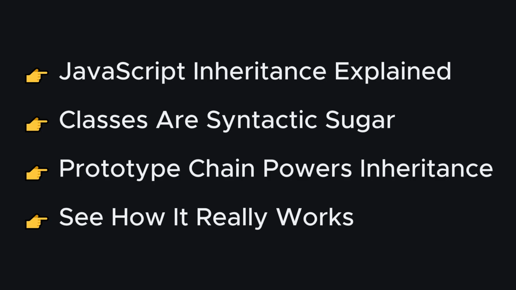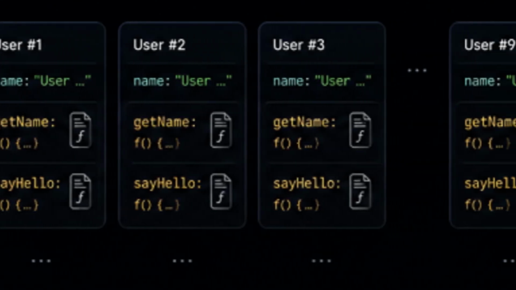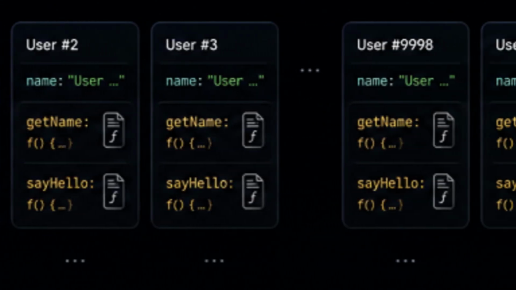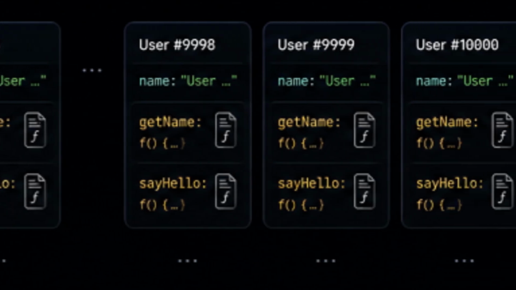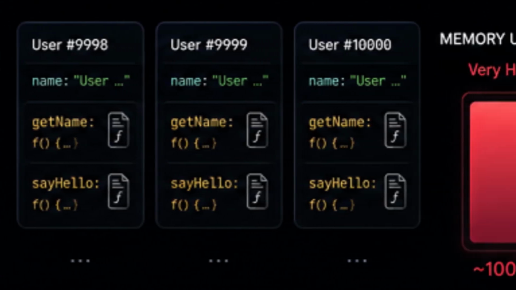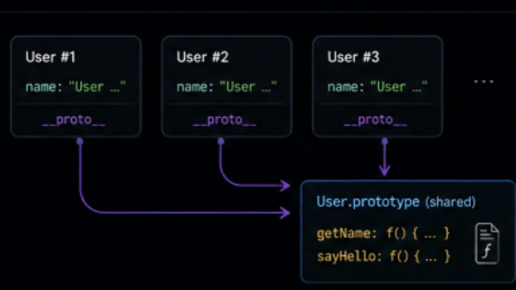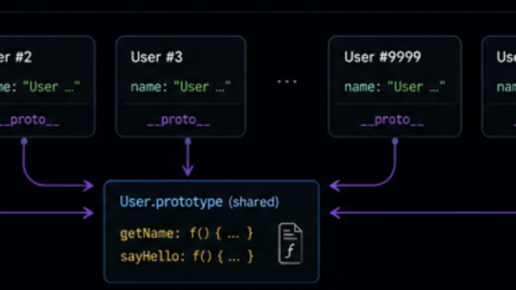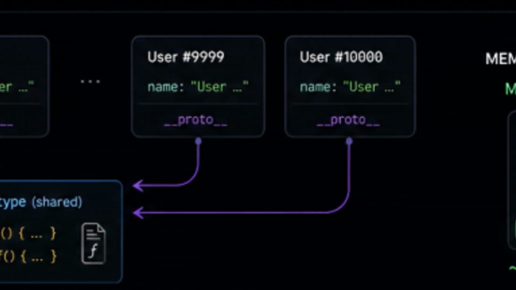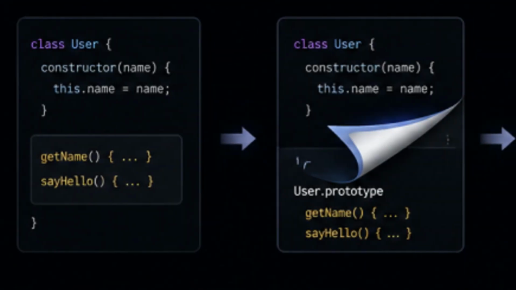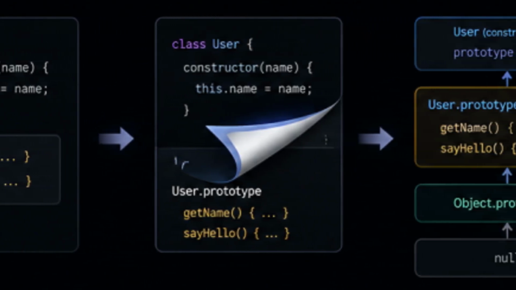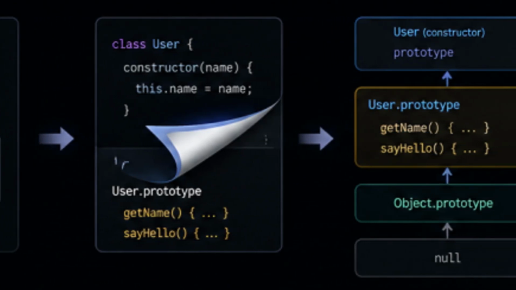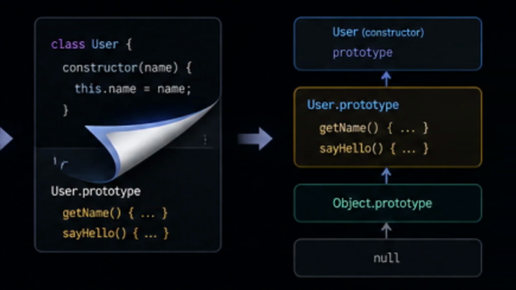Let's zoom out. When you create thousands or even millions of objects in a real application, you don't want every object storing duplicate copies of the same functions. That would waste memory and hurt performance. Instead, JavaScript shares methods through prototypes. That's exactly why prototypes exist, and when you write a class, JavaScript quietly builds prototypes behind the scenes. Understanding this changes how you debug, optimize, and design applications.